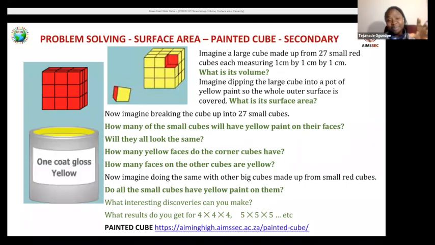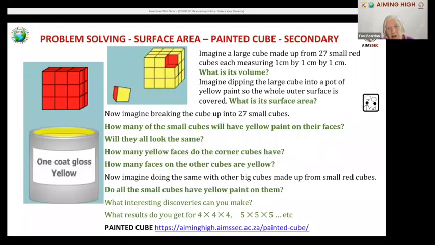So from this small exercise, you can see we have a lot of activities or a lot of questions we can derive from it. I want to now imagine doing the same with other big cubes made up from small red cubes. Do all the cubes have yellow paint on them? It's a very nice problem, and it's one which you can generalize to 4 by 4 by 4 and 5 by 5 by 5.